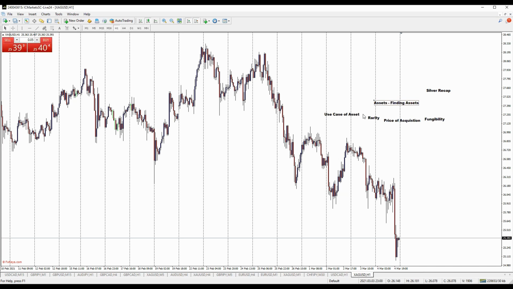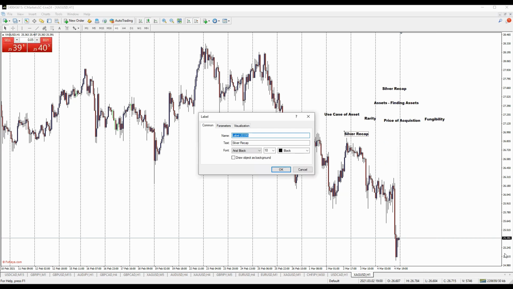But when we're finding assets, these are the most important things. There are a few more things that you need to look at, but I'm going to go through it. So let's look at silver as a recap. What are the use cases for silver? Number one, solar energy, green energy, solar panels.